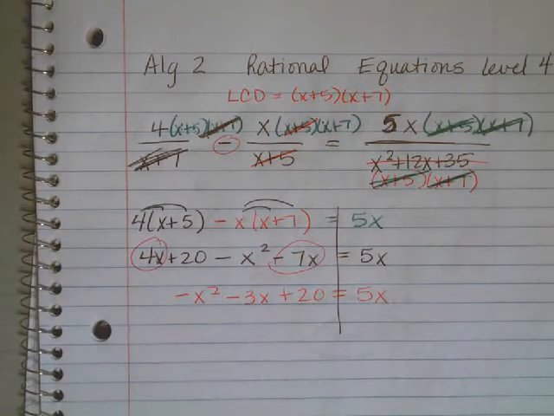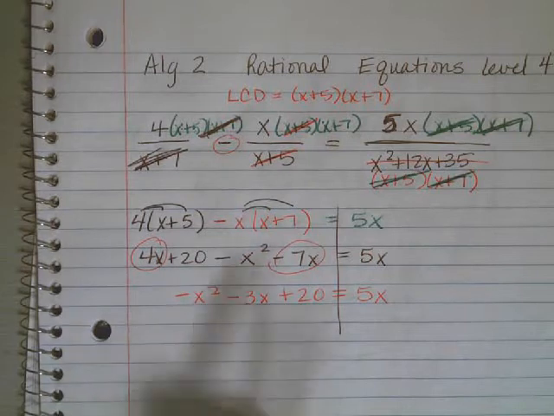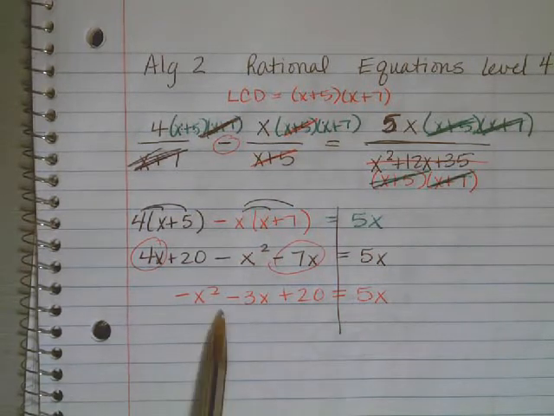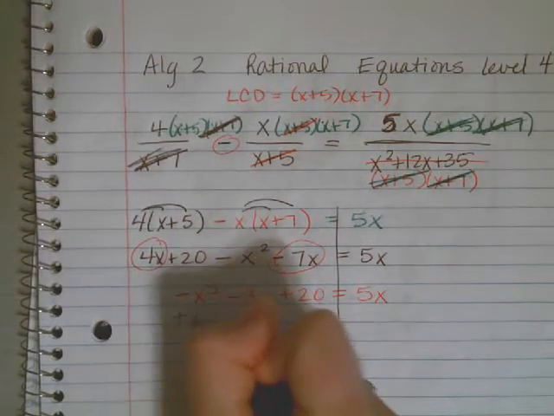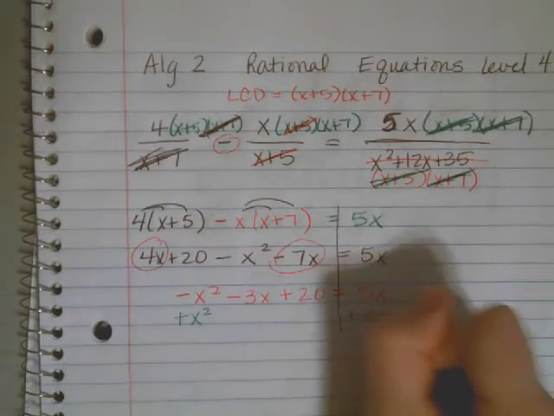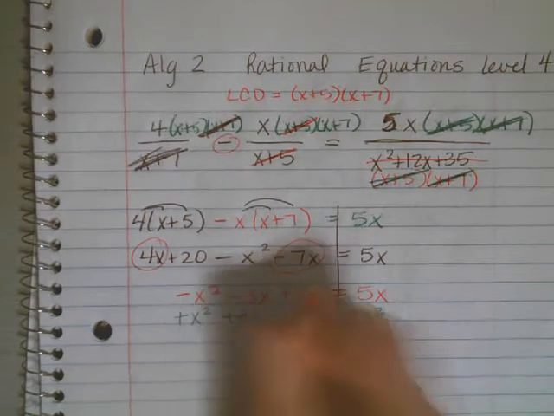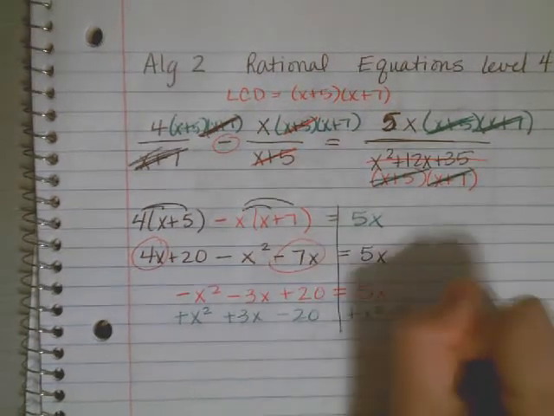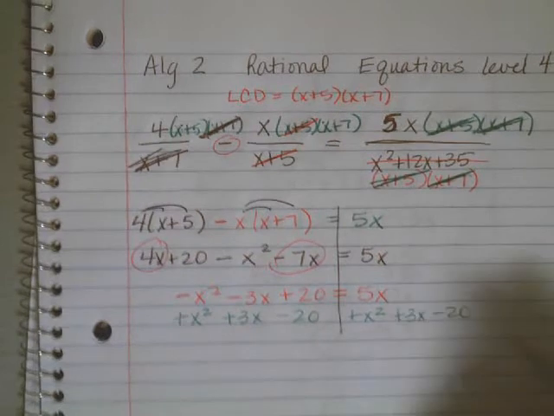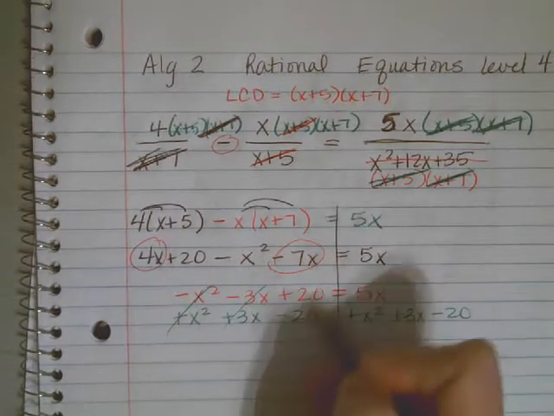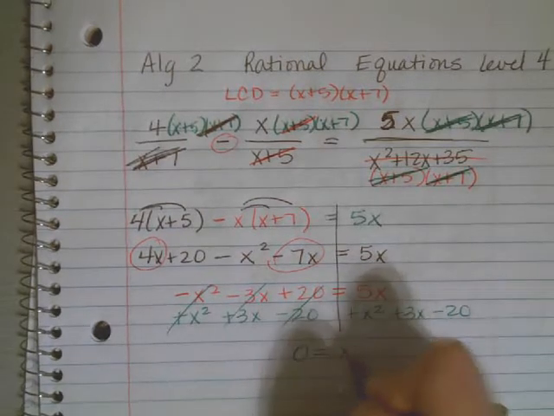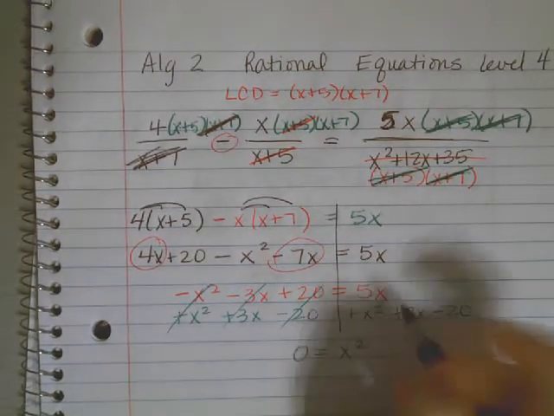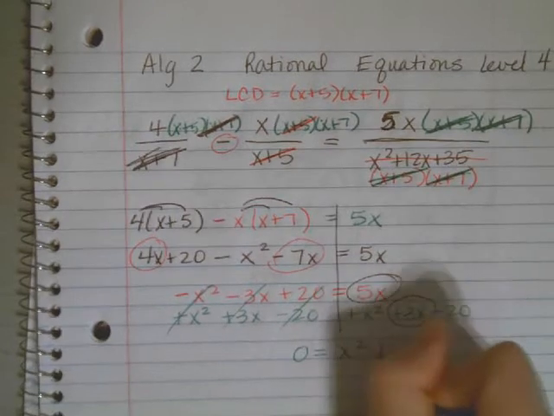With all quadratics, they must equal 0. I'm going to move, it seems like less work to bring the 5x over, but because this is a negative x squared, I'm going to make it a positive and move it to the other side. So those all get moved to the other side. I have 0. And I have x squared. I can actually add 5x and 3x and get 8x.